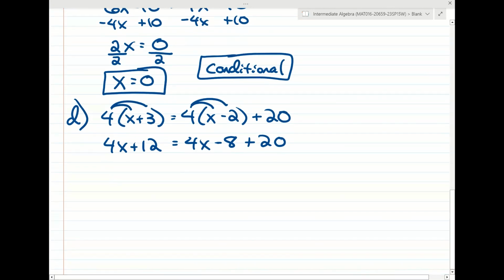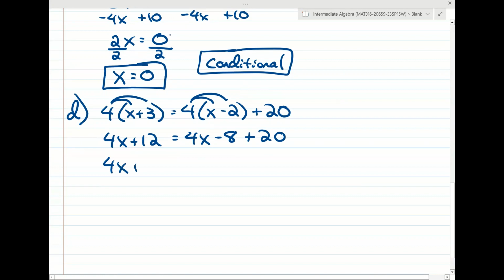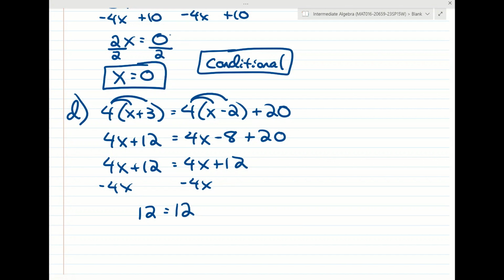Just like we did before, let's combine our like terms, and then we'll get all the variables on the left-hand side. And we get 12 is equal to 12. And obviously 12 is equal to 12. So what would we put for the answer for this? Yeah, we're going to put all real numbers or all solutions.